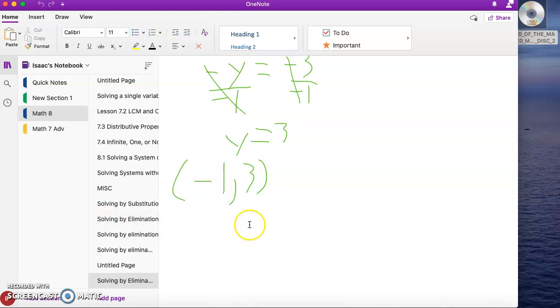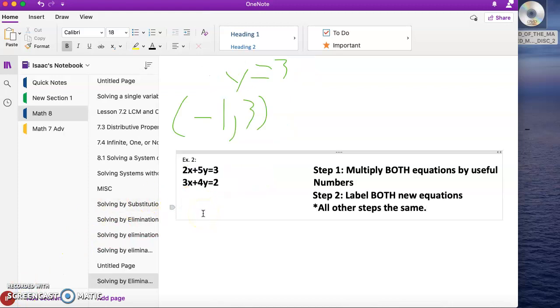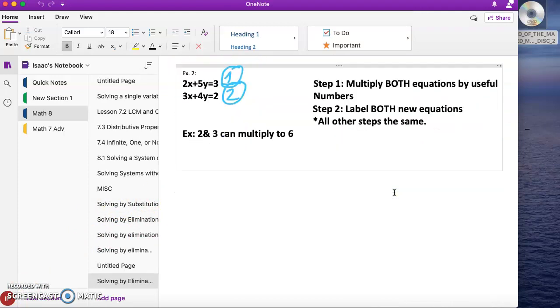And there we go. Take a moment, make sure you get this first example down. The next one is going to be a little more complicated. Now for the last form of solving by elimination.